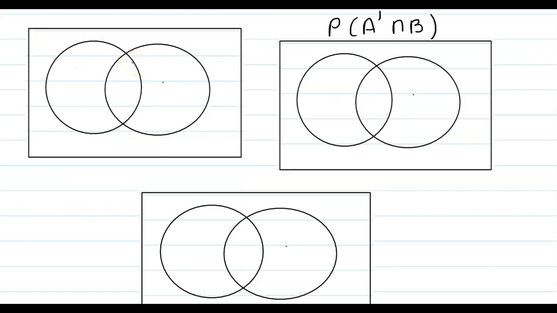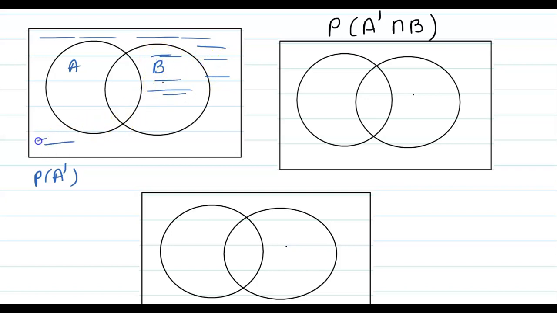Here we need to find P of A not intersection B. We can do it part by part. First, let's find P of A not. A not means, if this is A and this is B, don't touch A. You can shade everything except A. So this is P not A. Now this part is done.